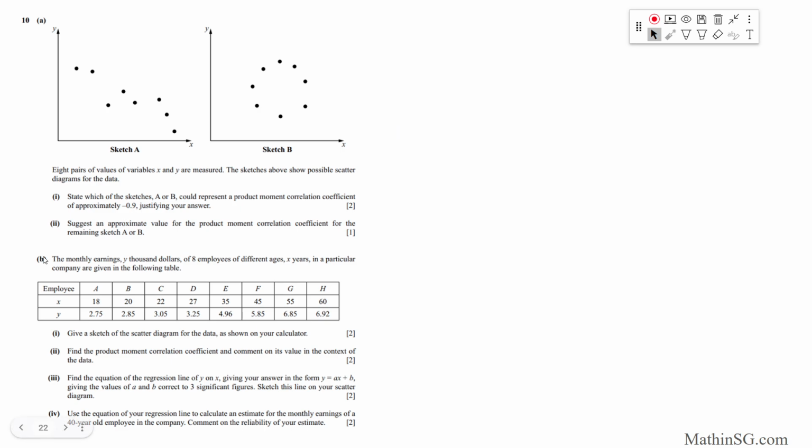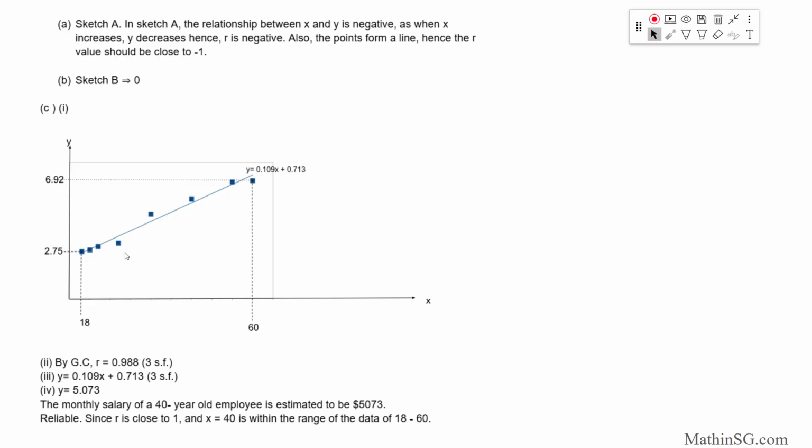So now let's move on to B. The monthly earnings, in $1,000, of 8 employees of different age X years in a particular company are given. Give a sketch of the scatter diagram as shown on your calculator. So just use your GC, type all these in to get a scatter plot. So this is what you'll see.